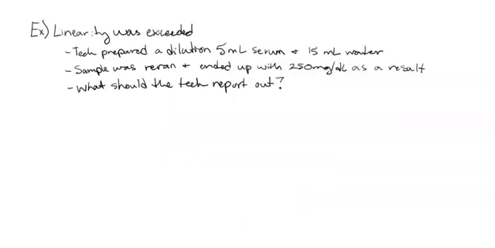In this video, we're just going to work some examples of problems that go along with dilutions. In this very first example, linearity on the instrument was exceeded. The tech prepared a dilution of 5 milliliters of serum and 15 milliliters of water. The sample was rerun after it was diluted down, and the tech ended up with 250 milligrams per deciliter as a result. So what should the tech report out as the final result?